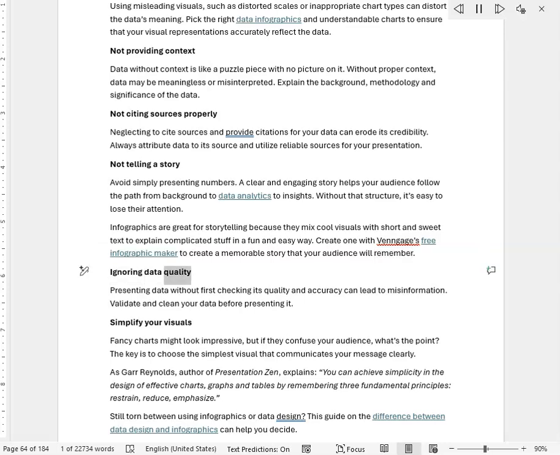Ignoring data quality. Presenting data without first checking its quality and accuracy can lead to misinformation. Validate and clean your data before presenting it.